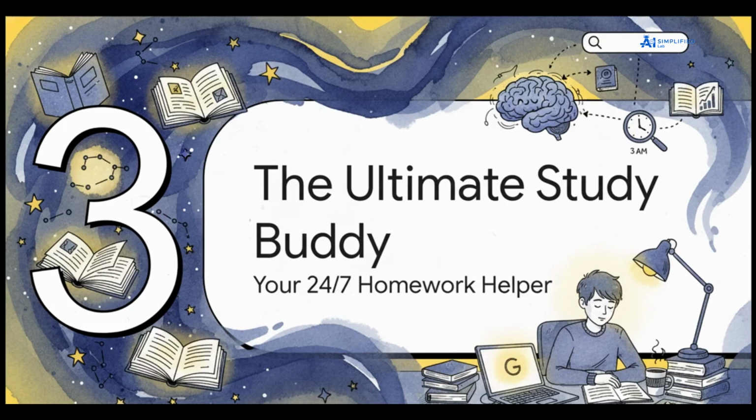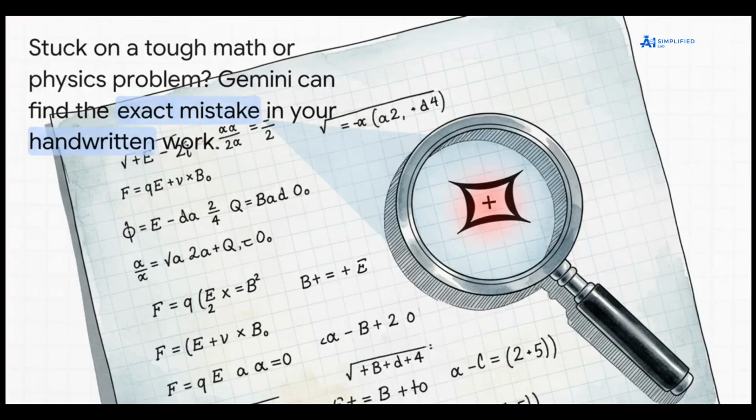You know that feeling, right? It's late, you're staring at a math or physics problem, and you just can't find your mistake. It's so frustrating. Well, what if an AI could look at your work and pinpoint the exact spot where you messed up? That's what we're talking about here.